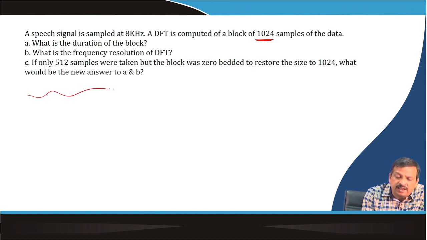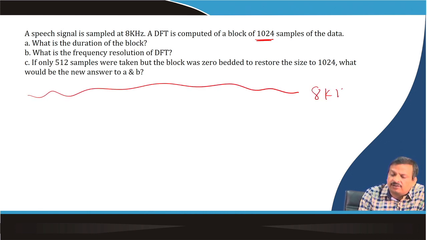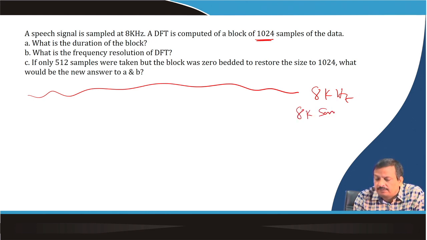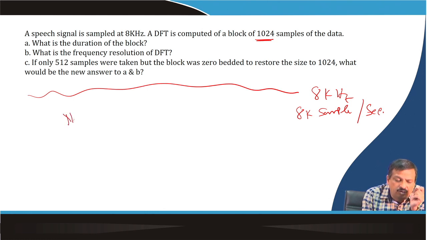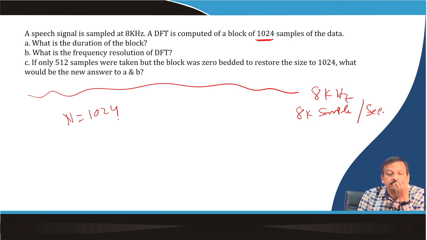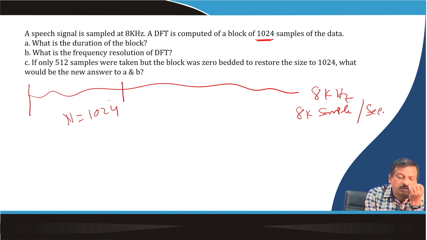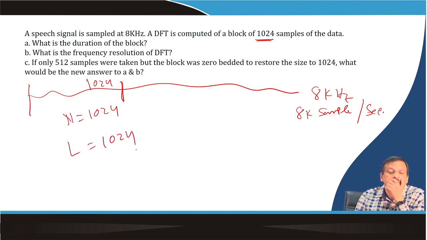So, I have a speech signal sampled at 8 kilohertz. That means I can get 8K samples in 1 second. Okay. So, what is my length of the DFT? N is equal to 1024 point DFT I have calculated. So, I have calculated a sample block which has 1024 samples. So, L is equal to 1024. I know what is the duration.